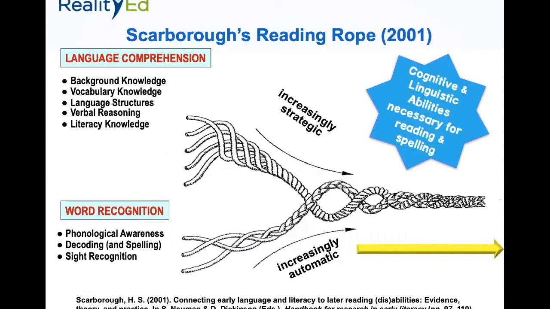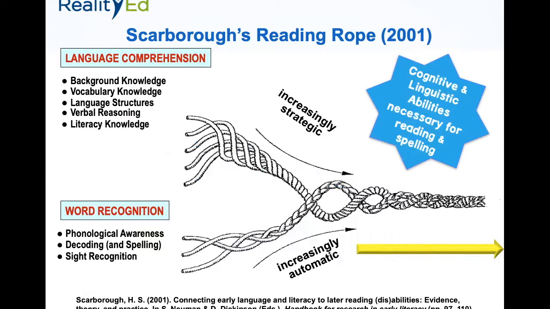So you see here phonological awareness, actual decoding and spelling of words, and sight word recognition. So in order to become a fluent reader, students need to be proficient with phonics and recognize words with automaticity. On the top strand, you're seeing what's involved with comprehension of text, both language knowledge, background knowledge, verbal reasoning, strategy knowledge. All of those components are very important for a reader to grab meaning from the page.